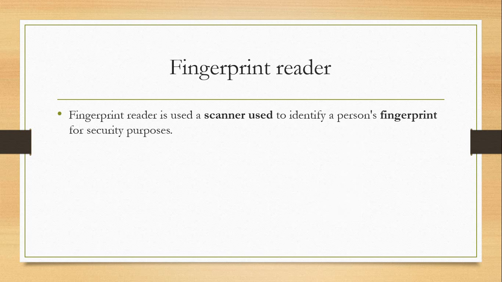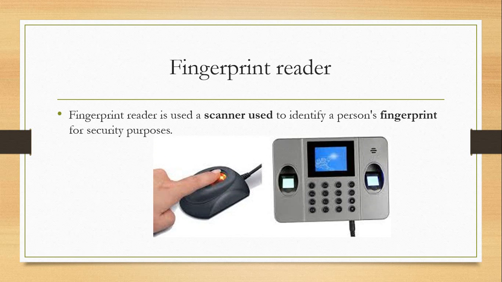Now we have the fingerprint reader. You've seen the biometric machine before. We call it the fingerprint reader. This one is used to scan and identify a person's fingerprint for security purposes. If you are going for voters registration, this is what they use to uniquely identify someone for security purposes.